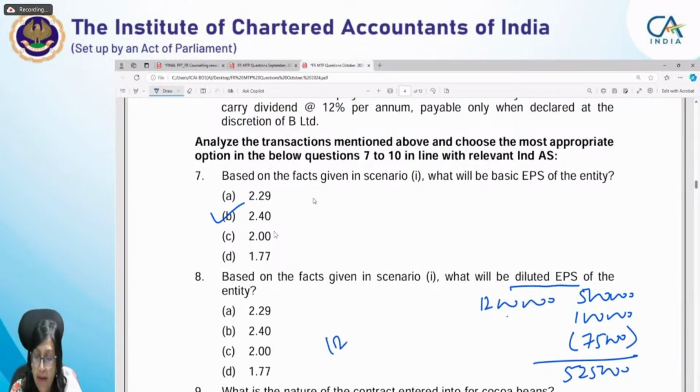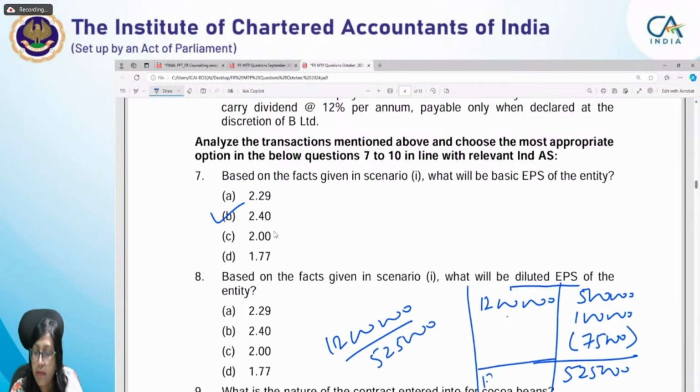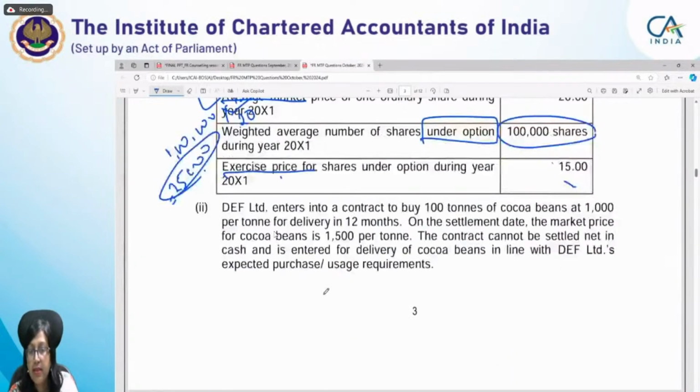So 12 lakh divided by 5,25,000. Okay. You will get your diluted earning per share, which is less than this. So it will always be less than 2.4. After computation, you find it is 2.29. Next, move to the next scenario.